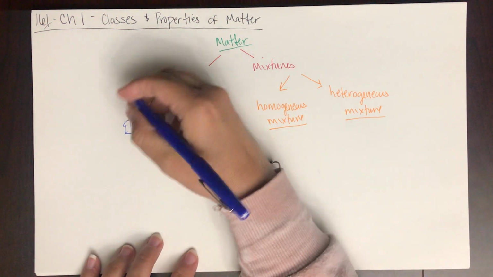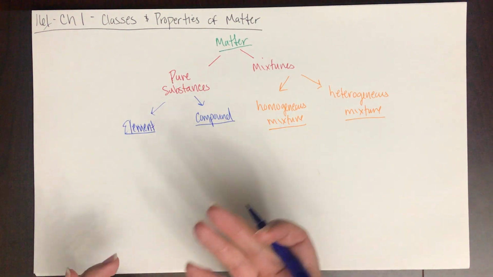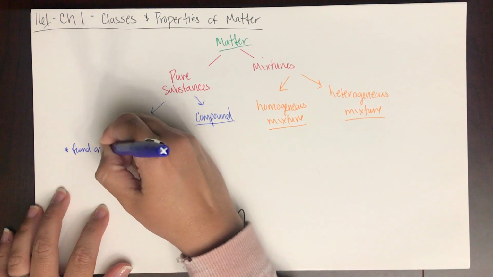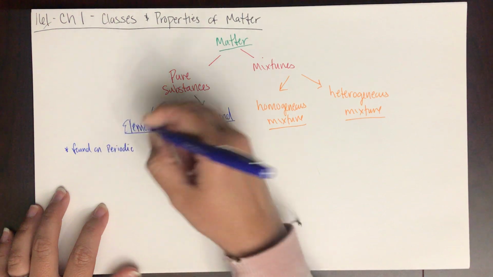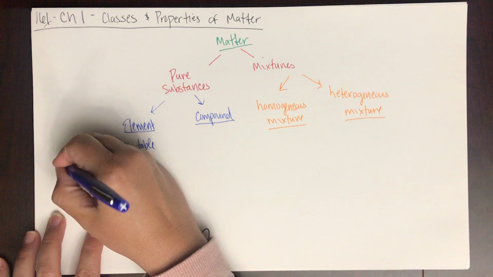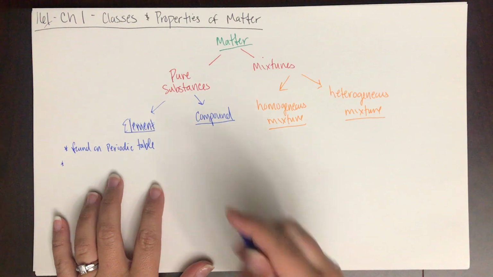Let's go back and define elements first. An element is anything that's found on the periodic table. The periodic table of elements, you can find it in your textbook, on the back cover of your textbook, on our SmartWorks page. You can Google it. We'll use periodic tables throughout this whole quarter to look at different properties of elements. An element is defined as a substance that cannot be separated into a simpler substance by a chemical process.